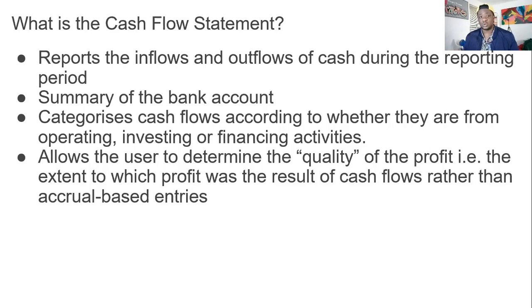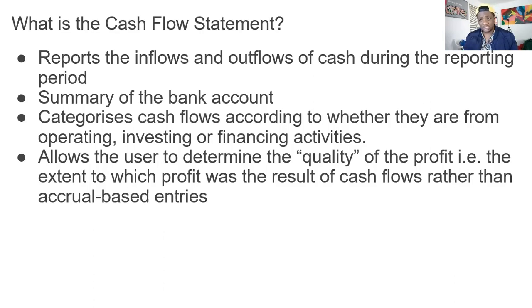No one wants to read that you paid £5 in bank charges when they read your financial statements. And it categorizes cash flows according to whether they are from operating, investing, or financing activities. I've already said that. And it allows the user to determine the quality of the profit. I mean, that is the extent to which profit was the result of cash flows rather than an accrual basis. So this is, of course, very important because we know that profit is a work of operating activities.